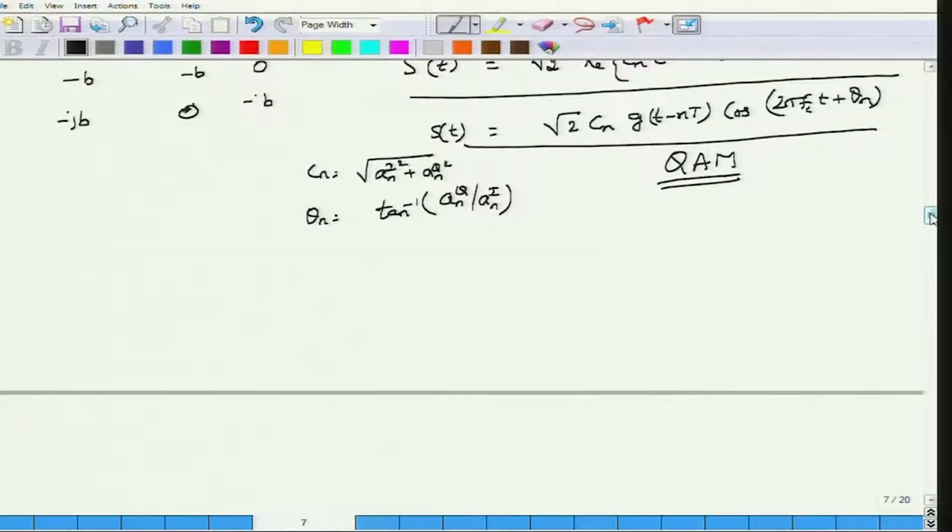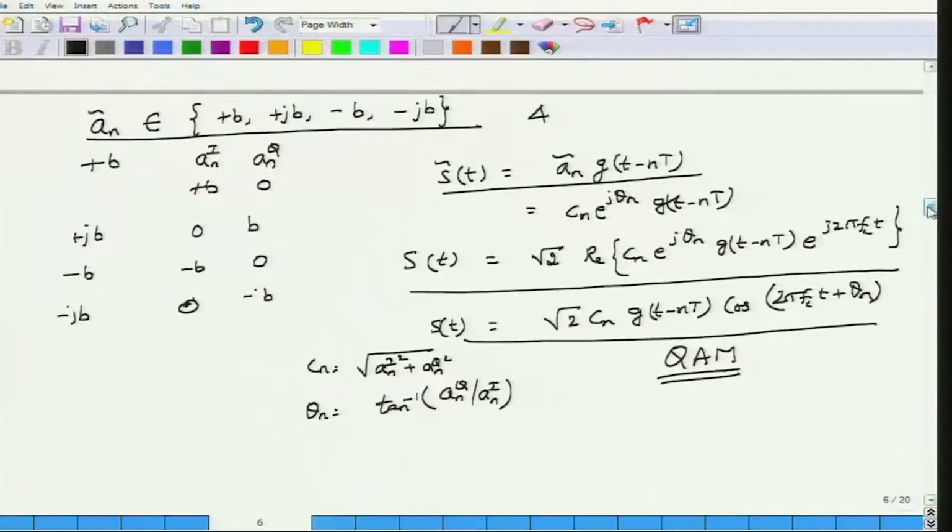Let us look at some simple examples of QAM, and we had actually started looking at an example. We said that the complex symbol sequence an can be plus B, jB, minus B and minus jB. What would be the corresponding sequence Cn for this? The Cn sequence will be all B's, right? It is a constant. However, what will happen to theta n? Theta n will be 0, pi by 2, pi and minus pi by 2. So, this would be the sequence theta n.